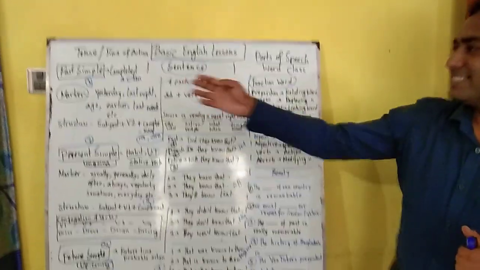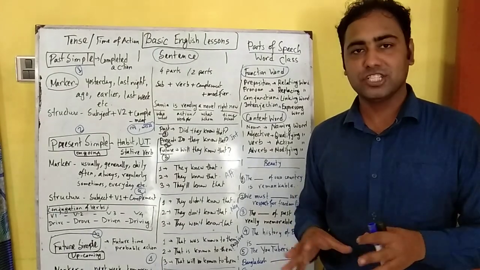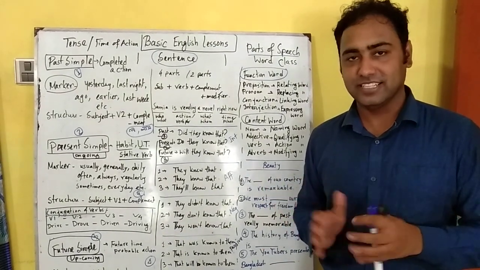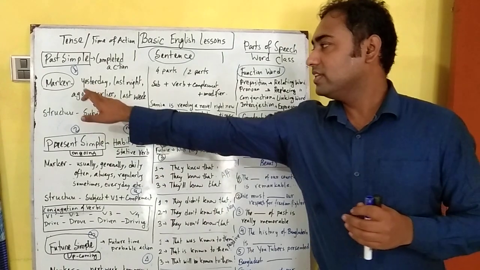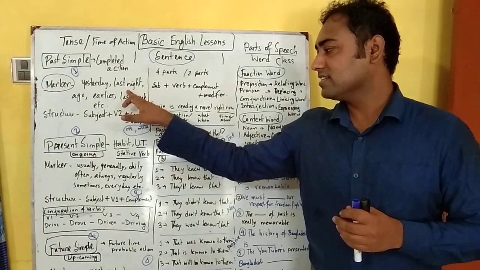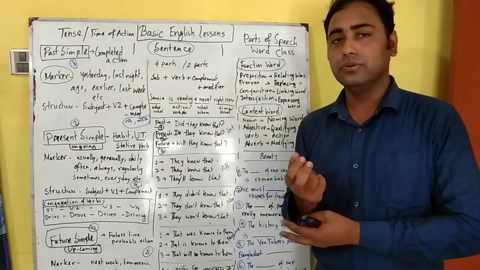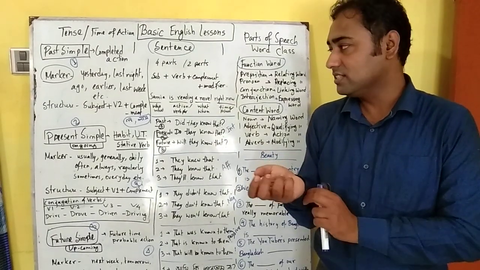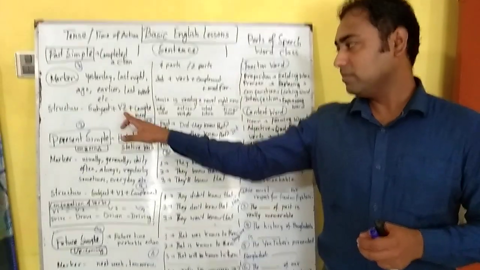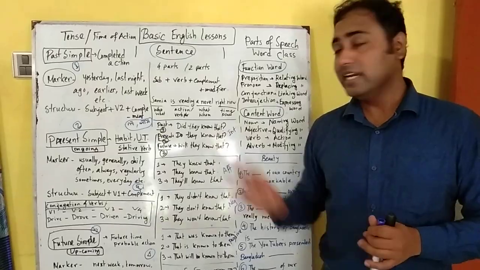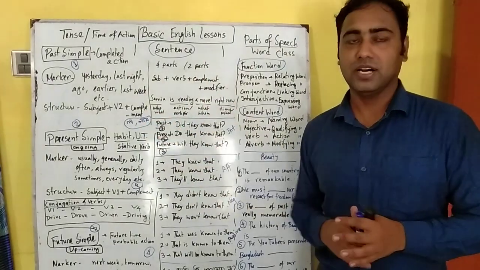So let's come to past tense. Past tense actually refers to completed action, something that is totally finished and it doesn't have any effect in the present moment. So if you want to identify it, there you will find something like yesterday, last night, ago, earlier, last week, etc. It means this marker will tell you that this is past tense in an English sentence. And the structure is subject plus verb 2, that is the past form of verb, and the complement. This is the structure basically. In Bangla you will find 'lo' and 'lam' basically. This will tell you that this is a past tense.